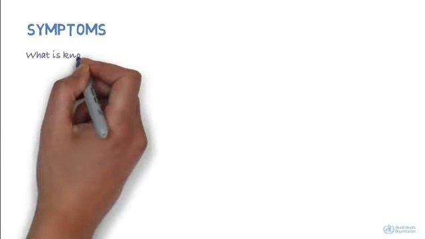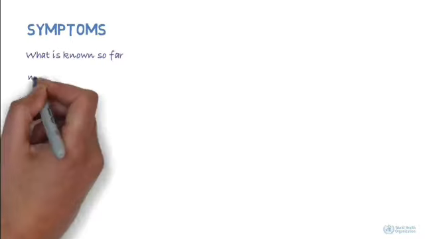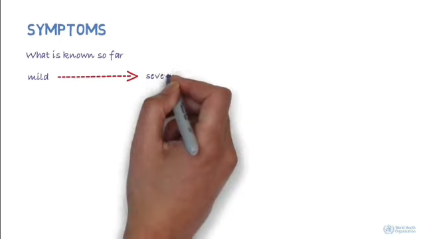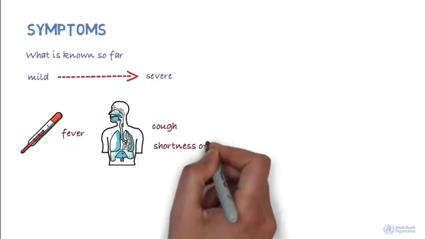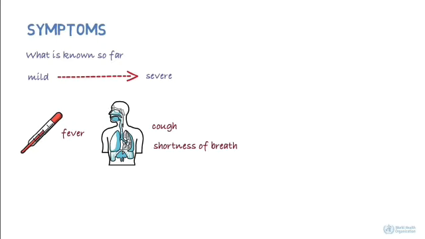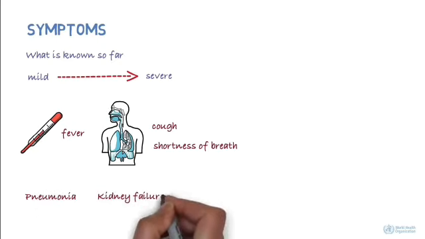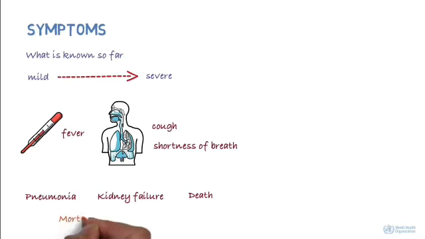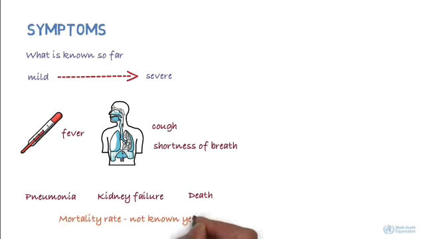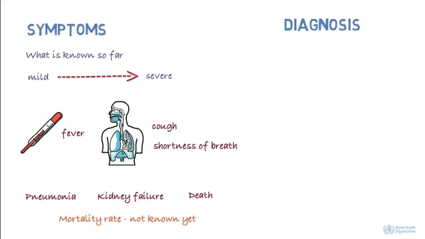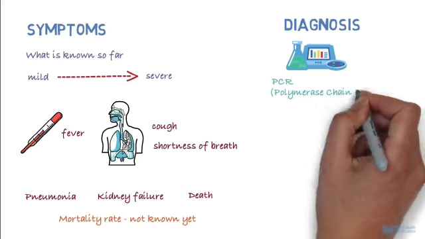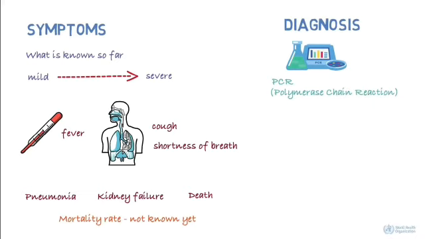Well, from what is known so far, there can be a number of symptoms ranging from mild to severe. There can be fever and respiratory symptoms such as cough and shortness of breath. In more severe cases, there's been pneumonia, kidney failure, and death. The mortality rate is not known yet. How can we tell whether someone is infected? The infection can be diagnosed by a test called PCR, or polymerase chain reaction. This test identifies the virus based on its genetic fingerprint.